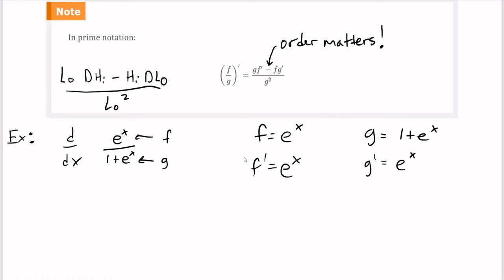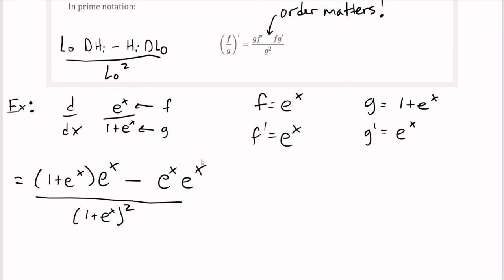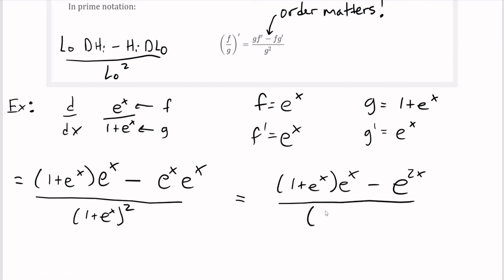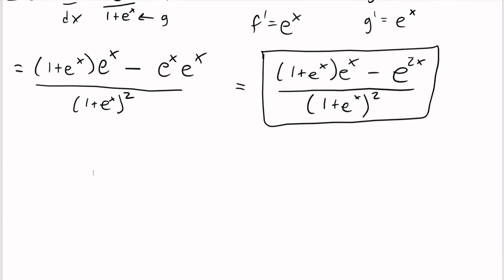Okay, so then plug into the formula. Low, that's g, d high, derivative of the top, is e to the x, minus high, e to the x, d low, e to the x, over low squared. There you go. Now you can do some simplification here, right? This is 1 plus e to the x minus e, and then add in the exponents, 2x, over this. And you could do some factoring on the top too, but this is a fine answer. Boom. What's f? What's g? Do their derivatives, plug in the formula. Done.